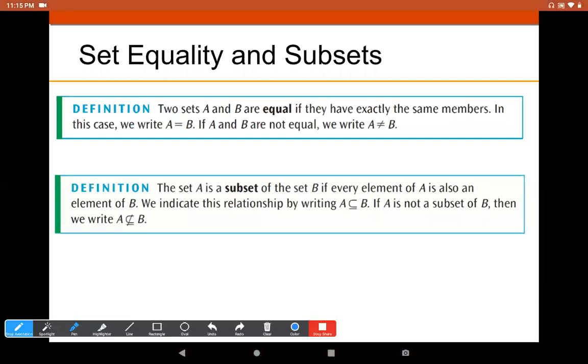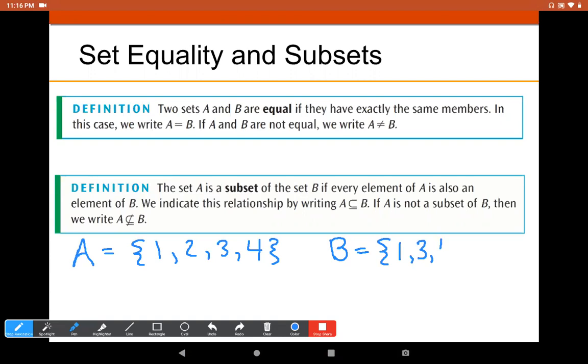So, for example, if we have a set A that's equal to {1, 2, 3, 4}, and we have a set B that's equal to {1, 3, 4, 2}, then we say that A is equal to B, because every element in the set A is in the set B, and every element in set B is in set A.